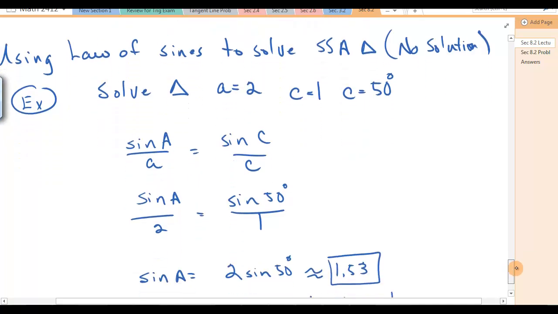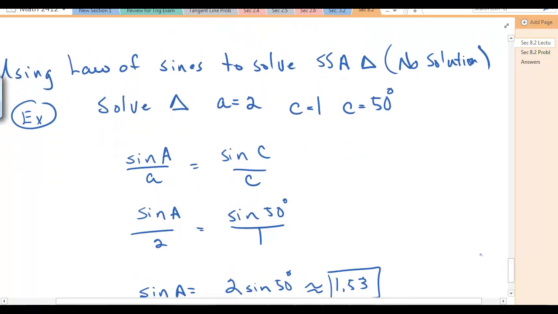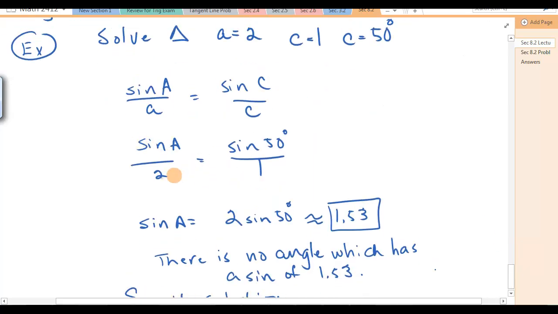So here is one that ends up with no solution. You're given a triangle. a is 2, c is 1, and angle C is 50 degrees. We start out: sine A over a is equal to sine C over c. Sine of A over 2 is equal to sine of 50 over 1. We do our cross multiplication. Sine A equals 2 sine 50.